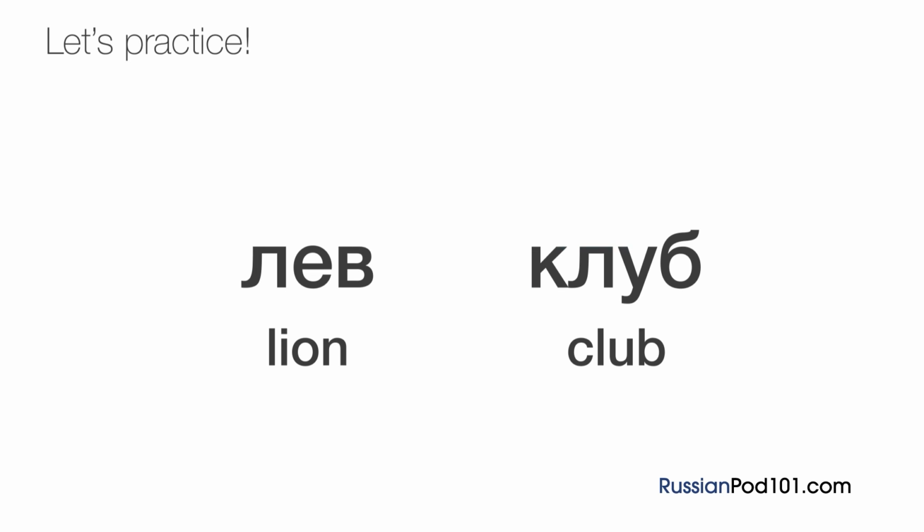Лев. Клуб. Did you remember to devoice the final consonant? The final consonant in the first example should be pronounced as an F, while the second should be pronounced as a P. Many Russian words have a tendency to devoice the final consonant, so don't be fooled. They are pronounced differently than how they are spelled. Listen to it again. Лев. Клуб. We covered voicing rules back in lesson 8. Here's the last one.